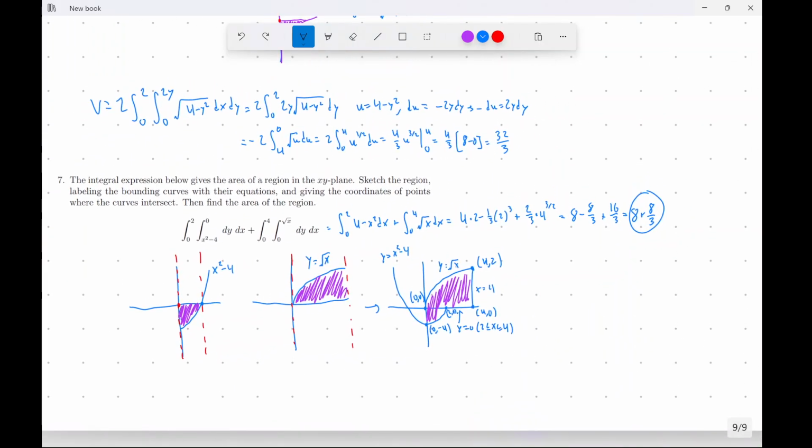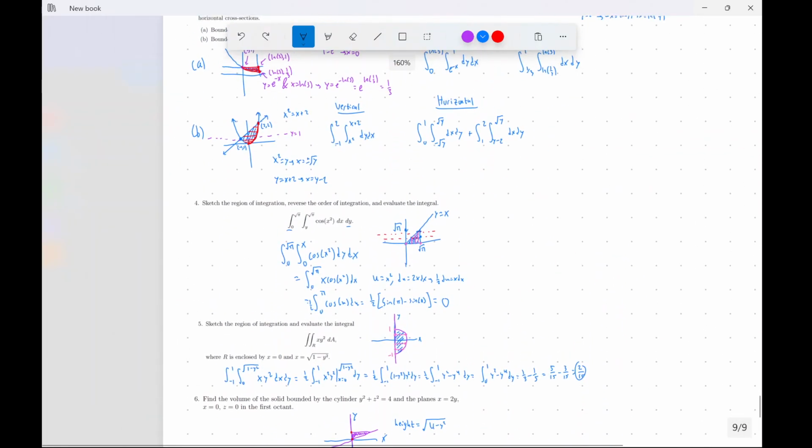Okay. Great, and so that's that problem. That one's a bit annoying. It's a very weird region. But we found the area of it, which is really cool.